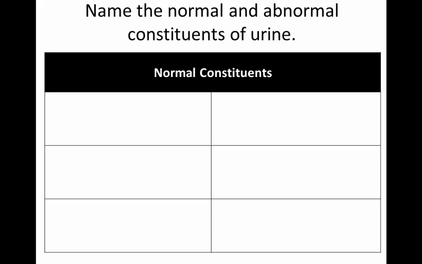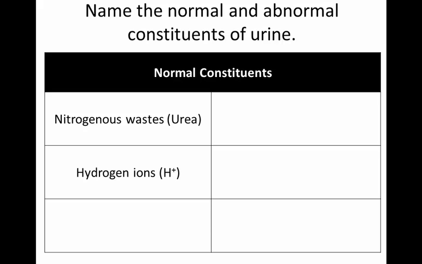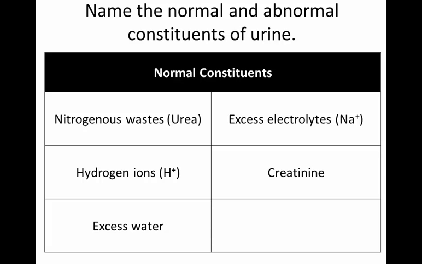Let's take a look at the normal constituents of things found in urine. So one that was mentioned earlier were nitrogenous wastes, like urea. Hydrogen ions, and we'll take a look at the kidney's role in balancing pH in a few moments here. Excess water. Excess electrolytes like sodium or potassium. And creatinine, which is a waste from muscular breakdown of creatine phosphate.